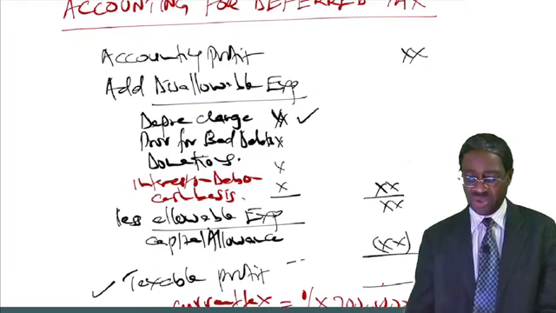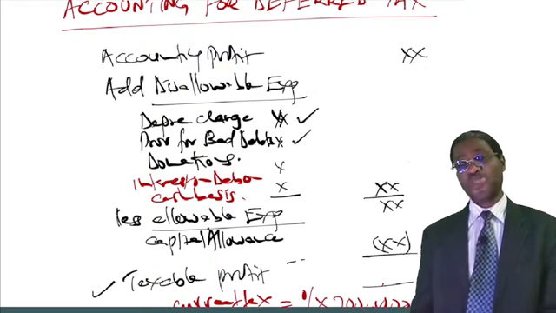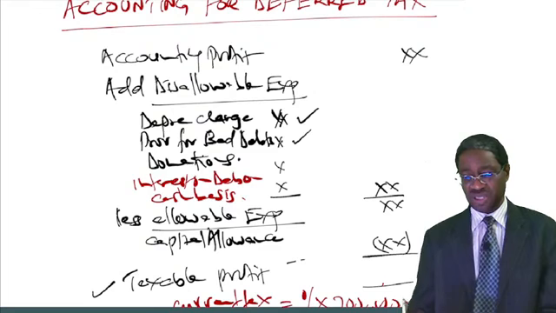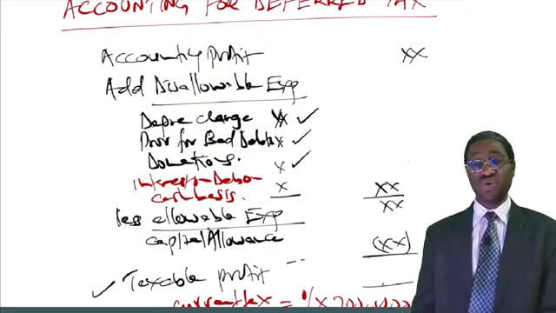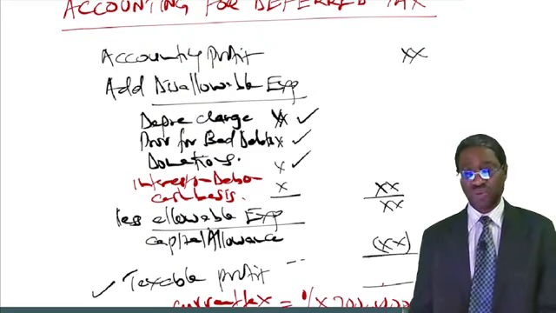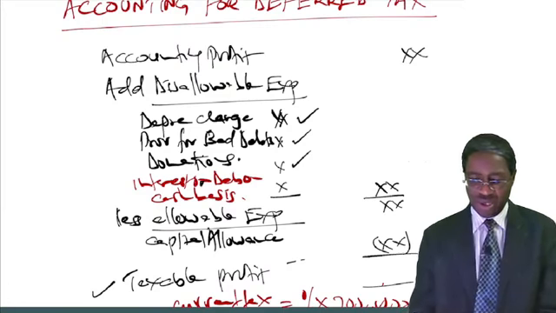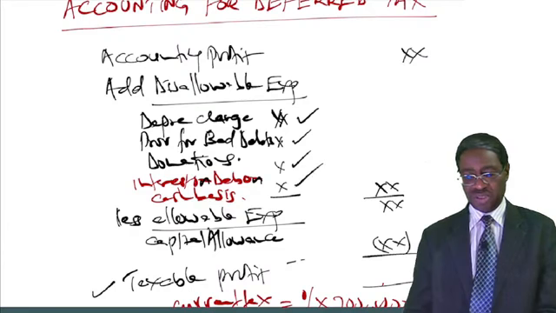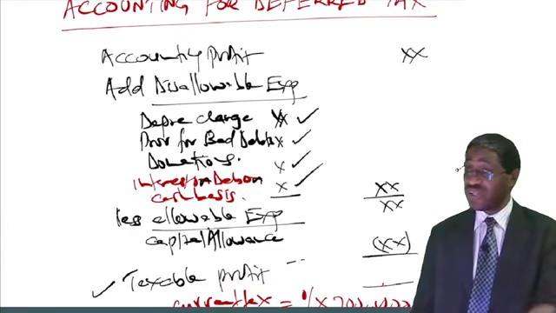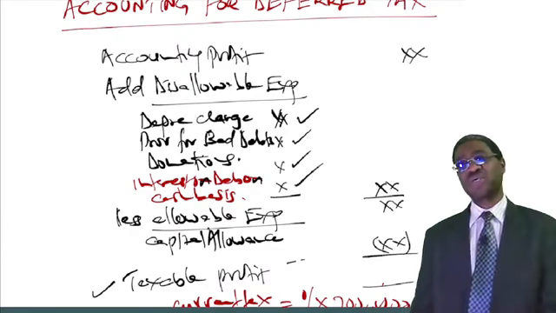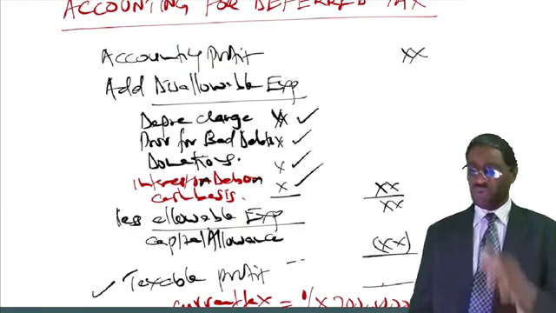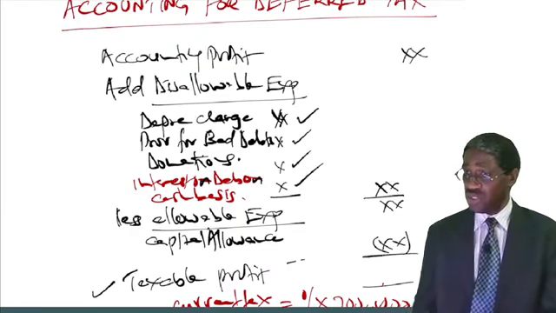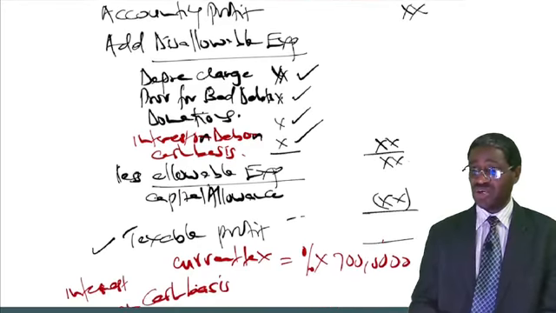The second one is what we are calling provision for bad debts. Third one is what we are calling donations. Fourth one is what we are calling interest on debentures on cash basis. It could be interest on loan, interest on debentures on cash basis. For now, we have assumed those are the only ones.